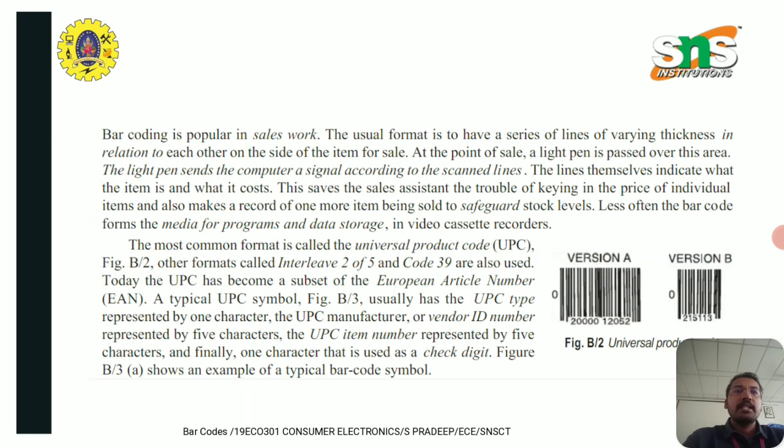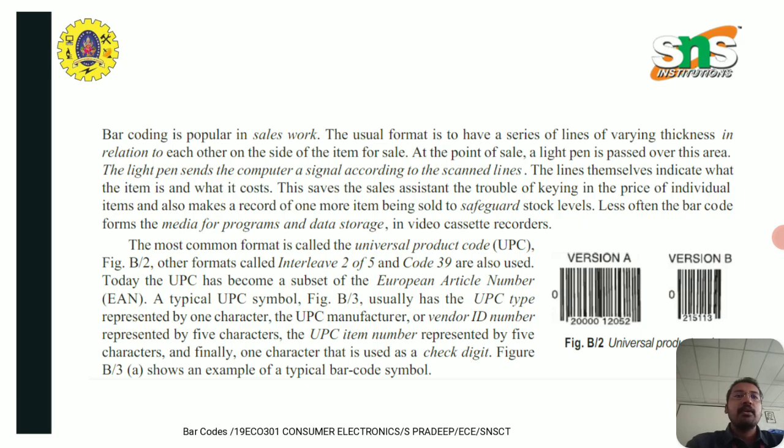Barcode is popular in sales work. The usual format is to have a series of lines of varying thickness in relation to each other on the side of the item for sale. At the point of sale, a light pen is passed over this area. The light pen sends the computer a signal according to the scanned lines. The lines themselves indicate what the item is and what it costs. This saves the sales assistant the trouble of keying in the price of individual items and also makes a record of one more item being sold to safeguard stock levels. Less often, the barcode forms the media for programs and data storage in video cassette recorders.